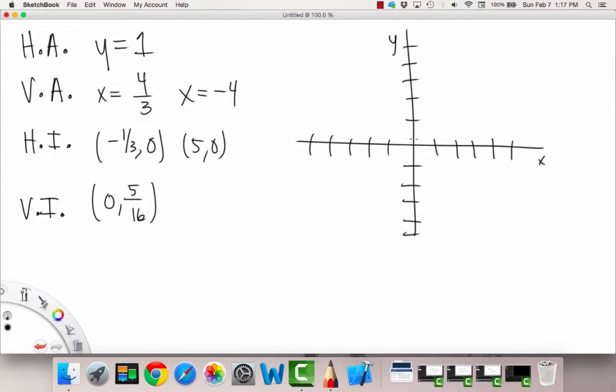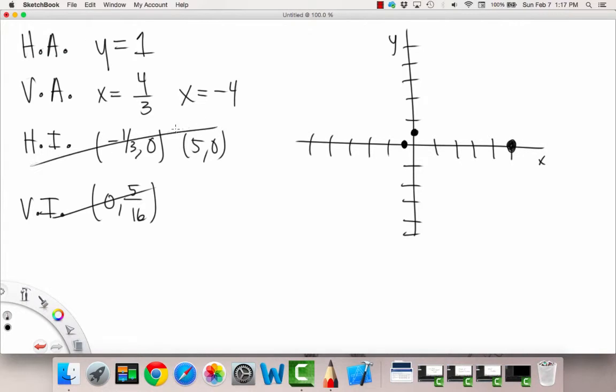So we have (0, 5 over 16), so that's less than 1/2. So something like this, that's our vertical intercept. Okay, got that out of the way. And then we have a horizontal intercept at (negative 1 over 3, 0), so like right there, right? We have (5, 0), so 1, 2, 3, 4, 5, all the way over here.